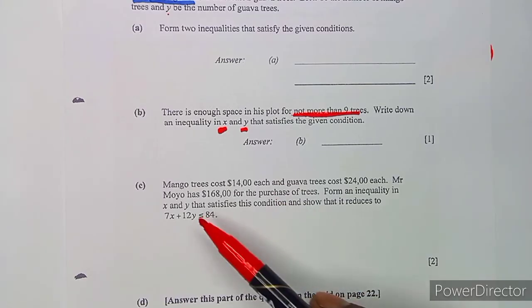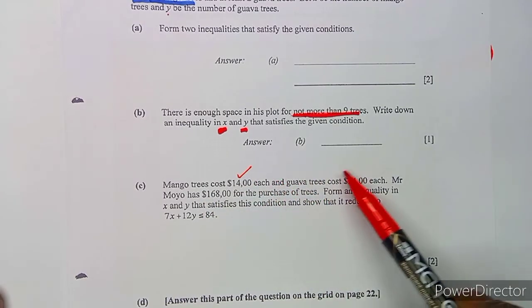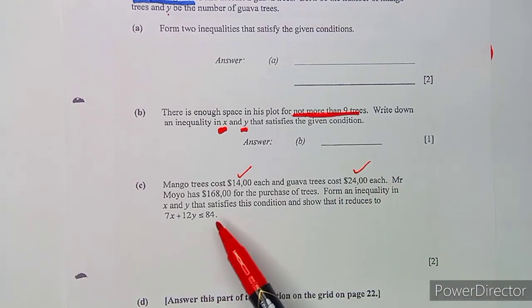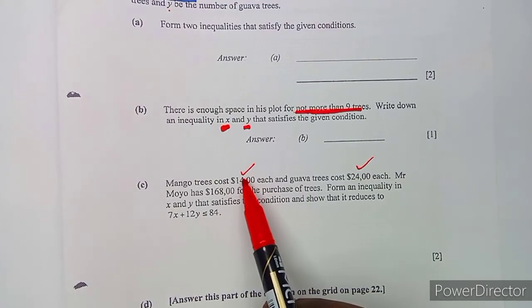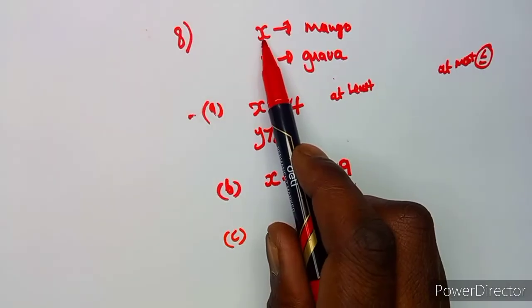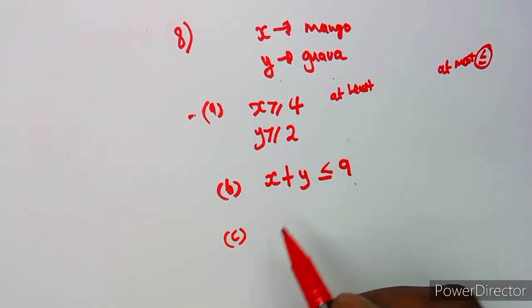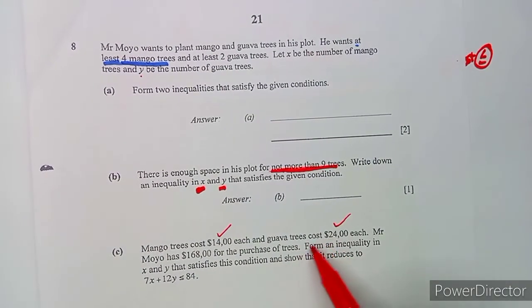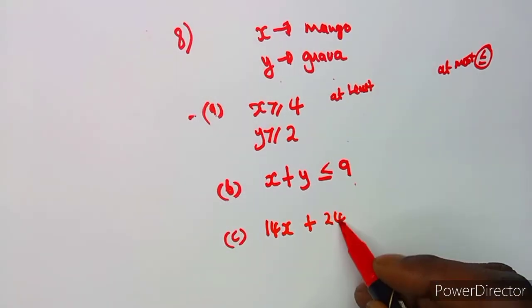Okay, let's see another part. We are now told that mango trees cost $14 each, guava trees $24. Mr. Moyo has $168 for the purchase of trees. So each mango tree costs $14, which means if each is x, we have 14 times x, plus for the guava at $24, it's 24 times y.